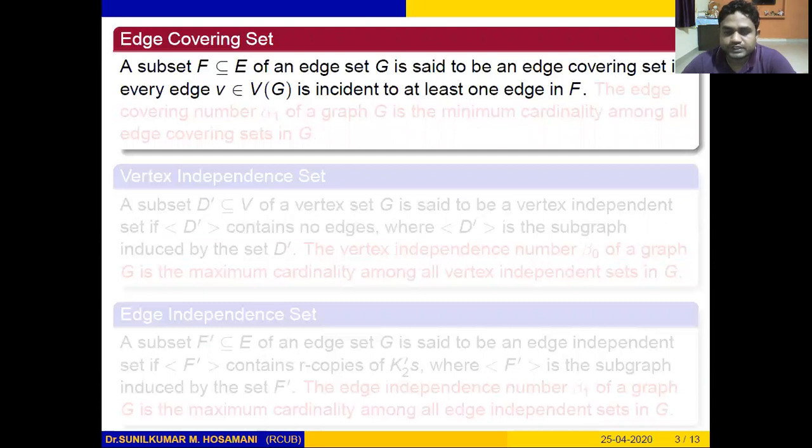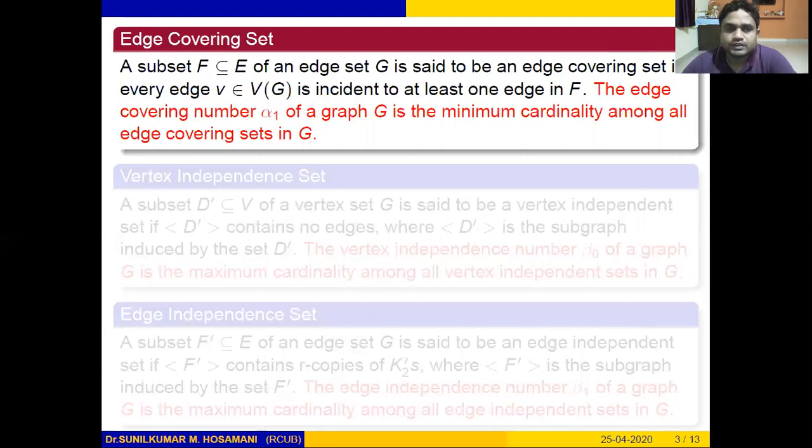So next definition is edge covering set. The same concept we are applying here for the edge set. A subset F of an edge set is said to be an edge covering set if every vertex in G must be incident to at least one edge in F. And the edge covering number alpha 1 of a graph G is the minimum cardinality among all edge covering sets.